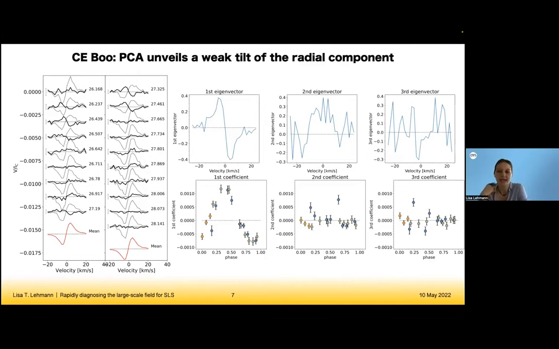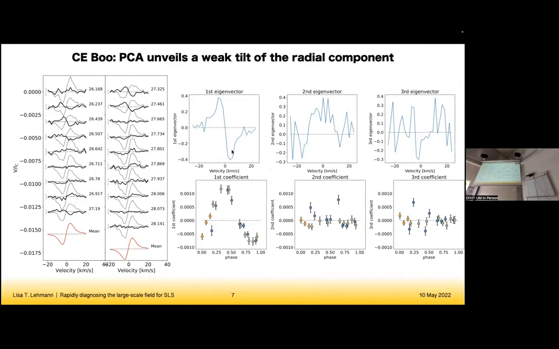The PCA analysis helps us now to analyze the non-axisymmetric part of the field and how it evolves with phase and time. So here you see the eigenvectors determined by the PCA and the corresponding coefficients. We see for this example, only the first eigenvector contains a signal, all the other ones just contain noise.